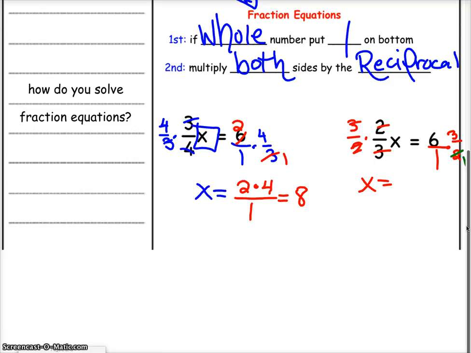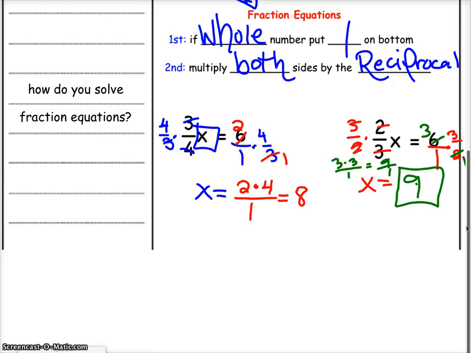I can cross simplify. Now top times top is 9. It's really 3 times 3 over 1 times 1, which is 9 over 1, which is 9. But I don't show all that work. I just see that the 1 is on the bottom. I don't have to put it. 3 times 3 is 9.